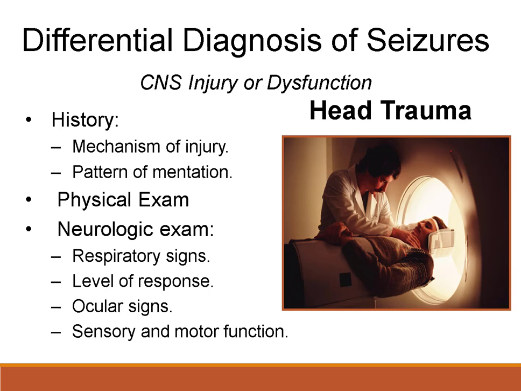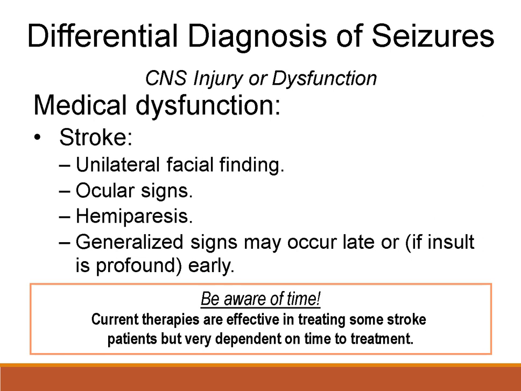History. You need to do a thorough history on seizure patients, even if they're frequent flyers. Mechanism of injury and pattern of mentation. Then their physical exam, and their neurologic exam can include the respiratory signs, level of response, ocular signs, and sensory and motor function. All right, your differential diagnosis of seizures can include some of these things. This is a start.